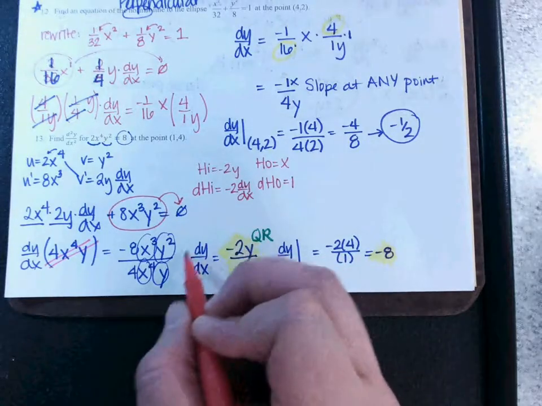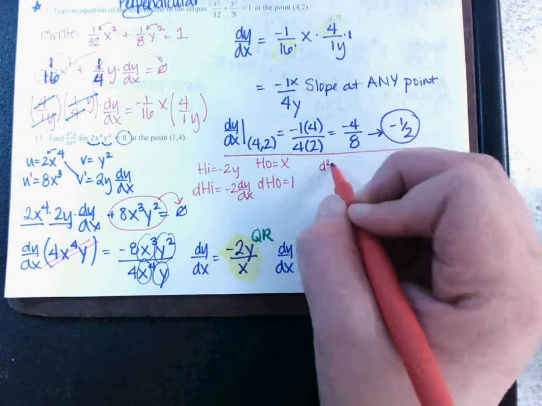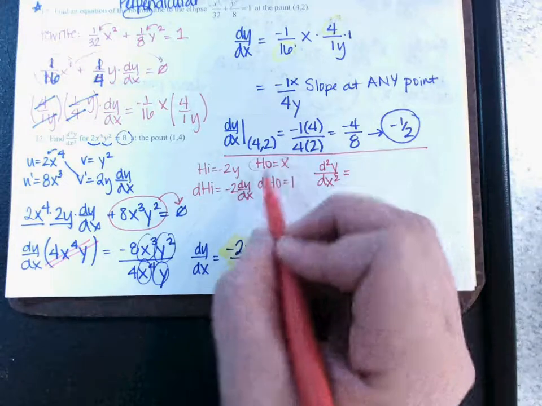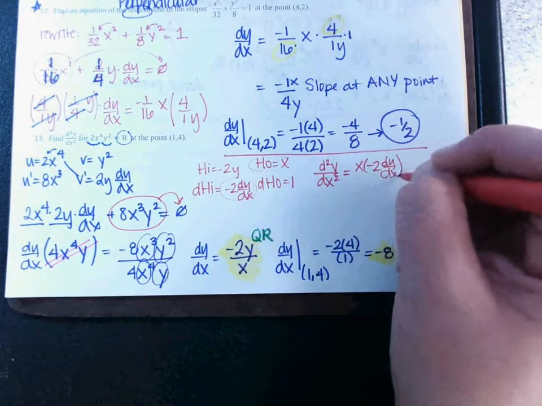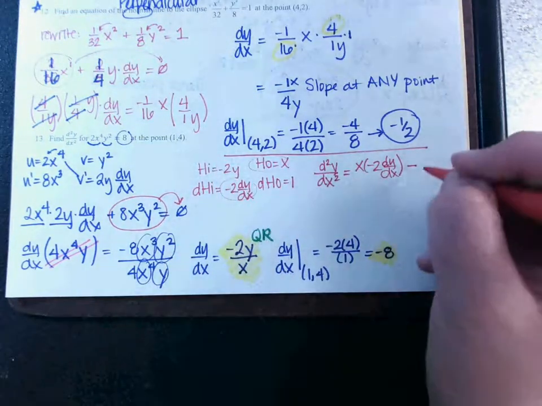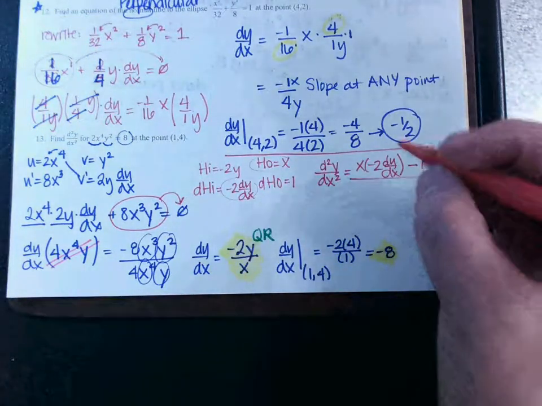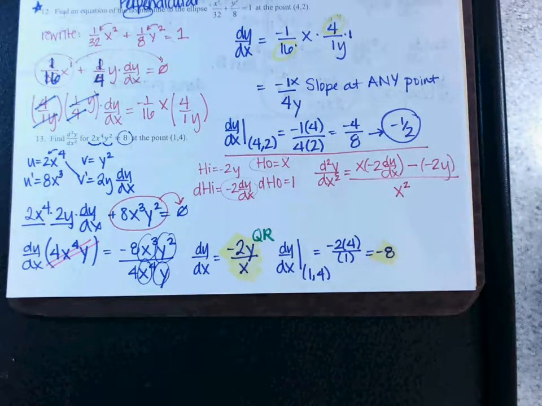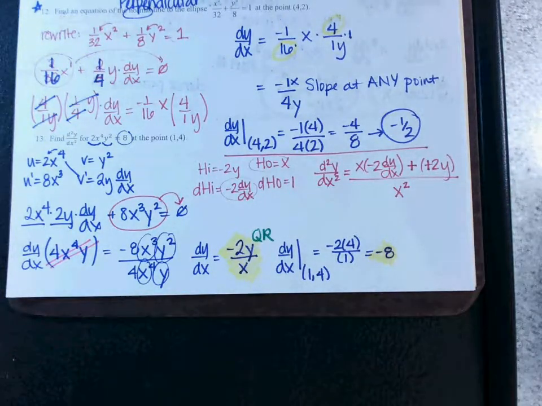So when I take the derivative of this again, I'm going to get d squared y dx squared equals, and then it's going to be ho d high, so x times negative 2 dy dx, minus high d ho, negative 2y, and I'm not going to put the 1 since it doesn't matter. Okay, then divide by ho squared, which is x squared. The only real change that I'm going to make in the way this is written is I'm going to switch those to pluses, just because if it's a double negative, we know those are going to cancel out.